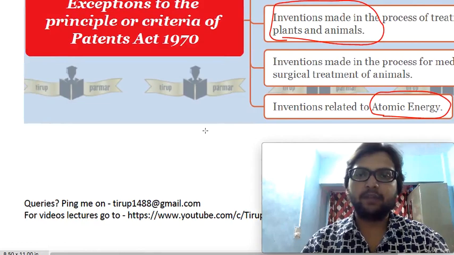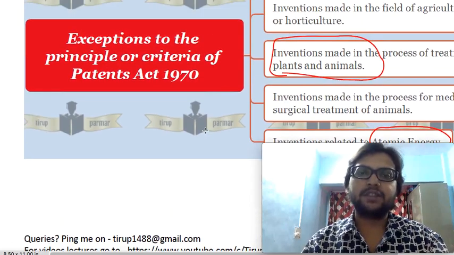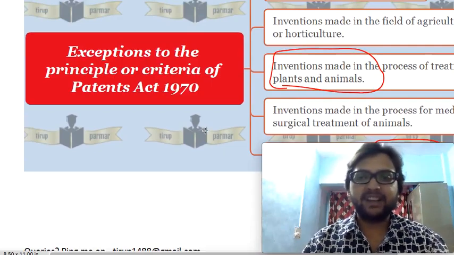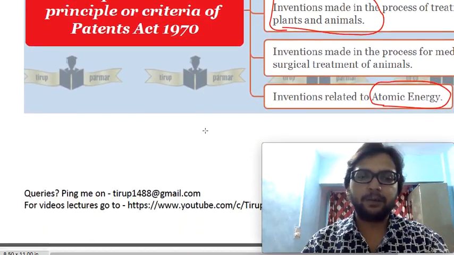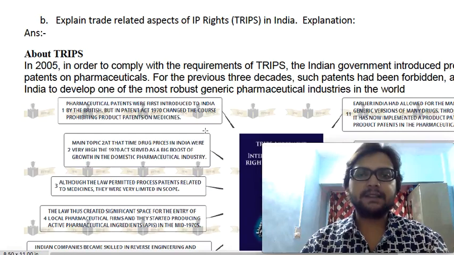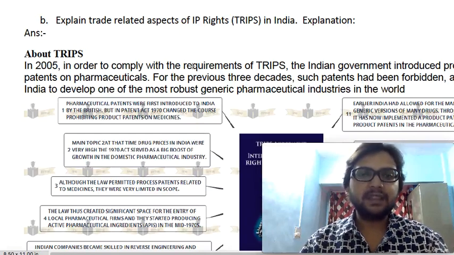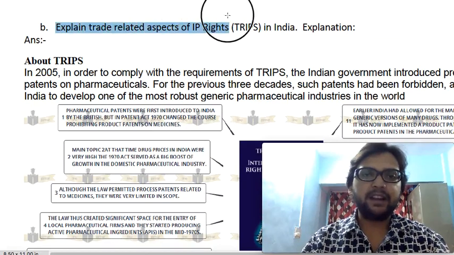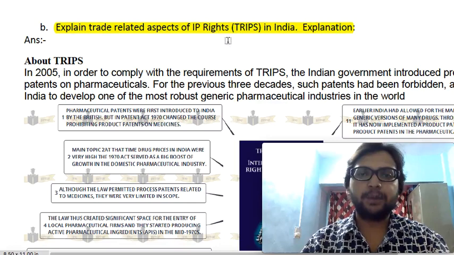I hope it is clear what we mean by patent and what the exceptions are, under which ideas are not patentable and which ideas are patentable. I hope this particular point is clear. Let's discuss the next part. This question is also based on our previous topic only. As you can see, explain trade related aspects of intellectual property rights.